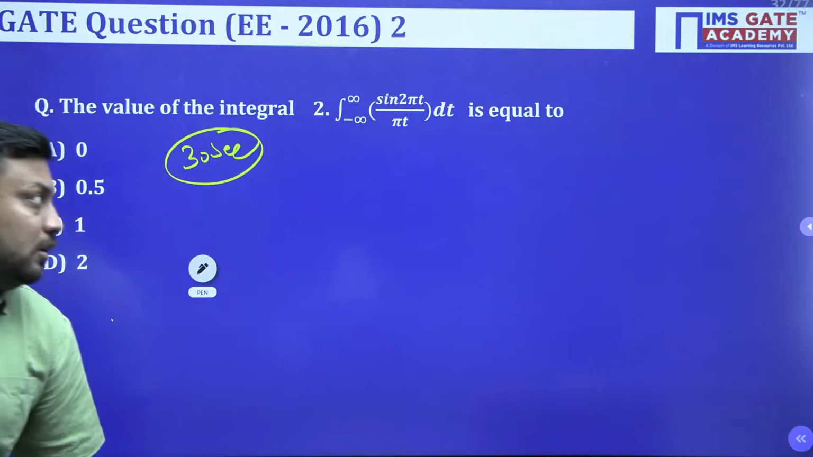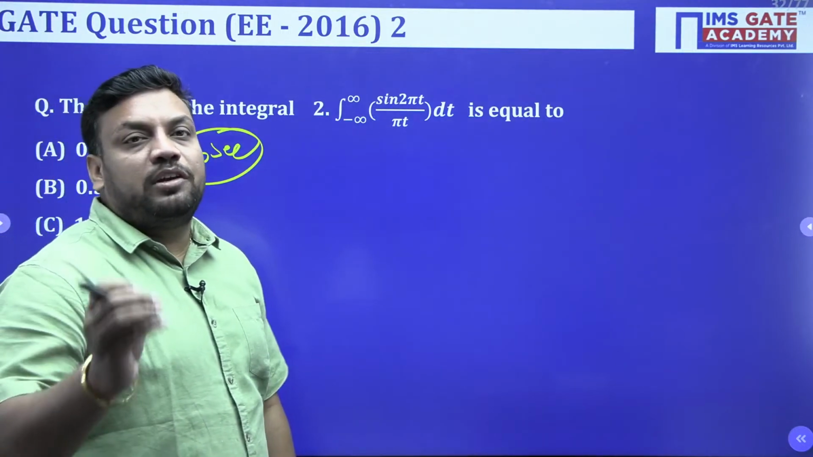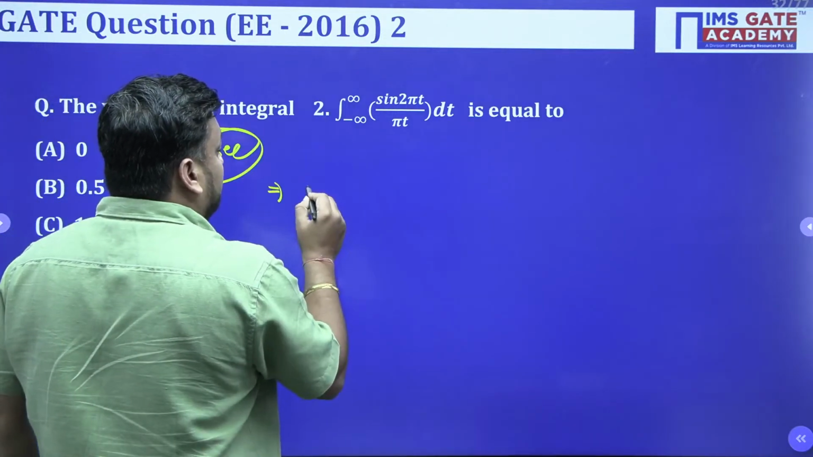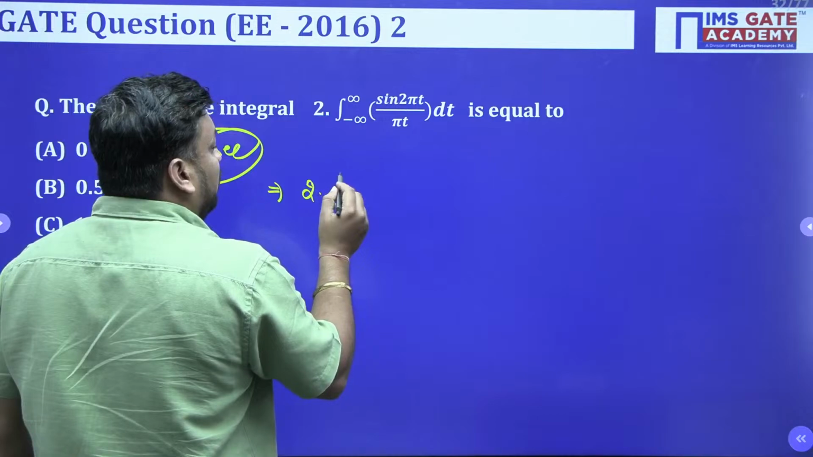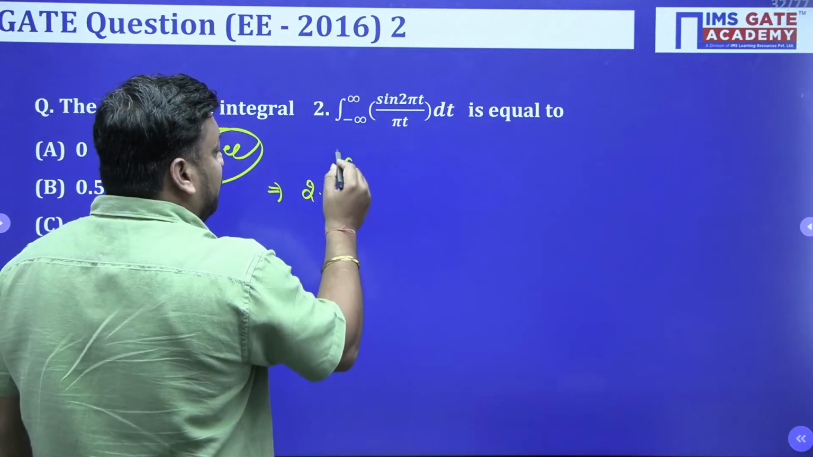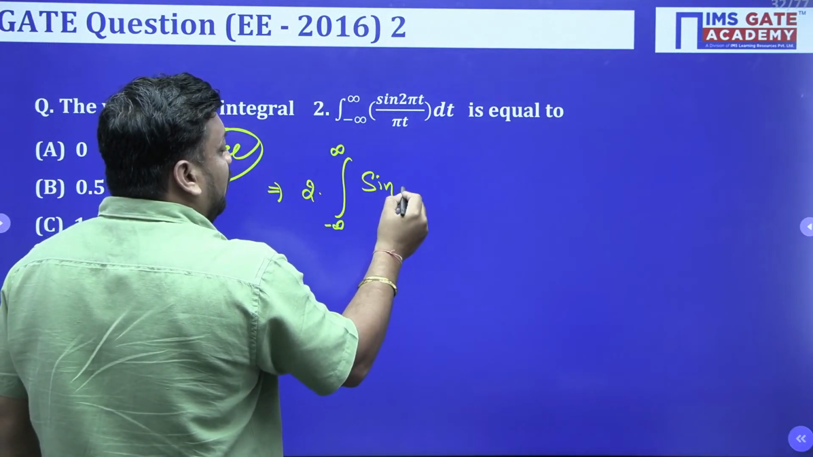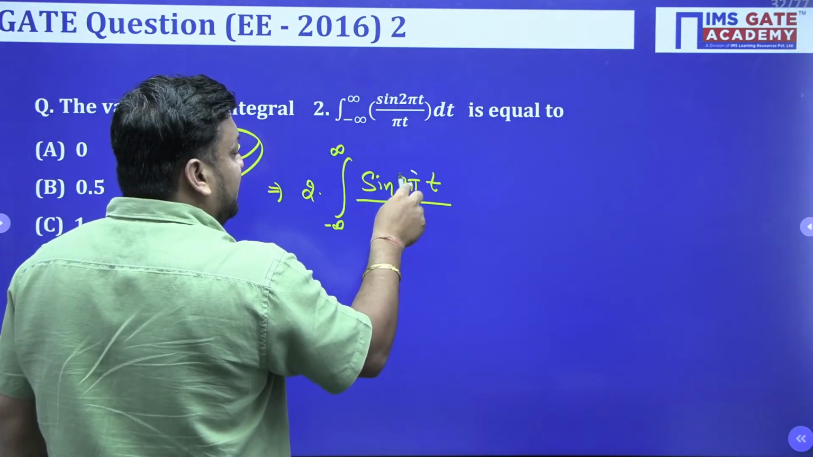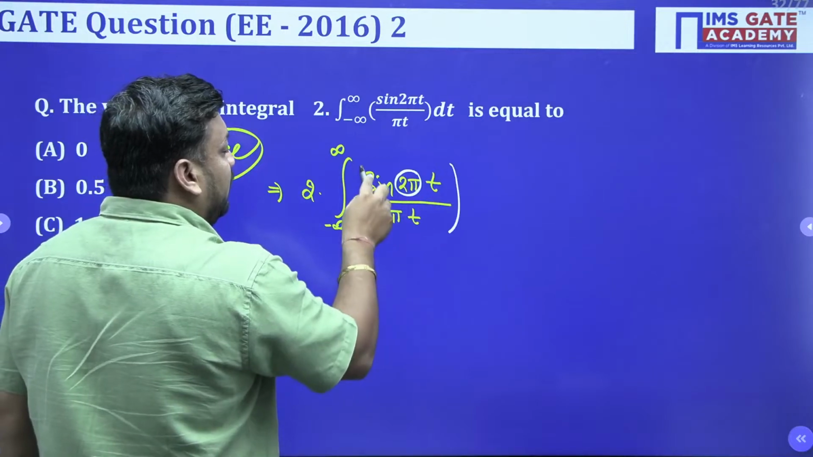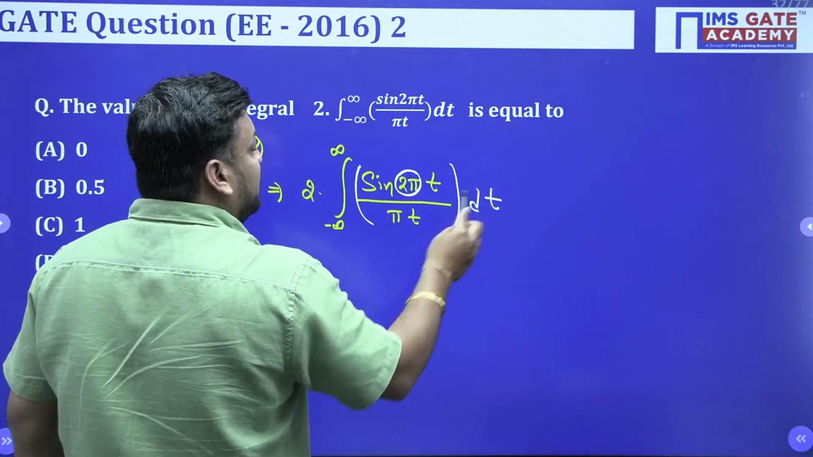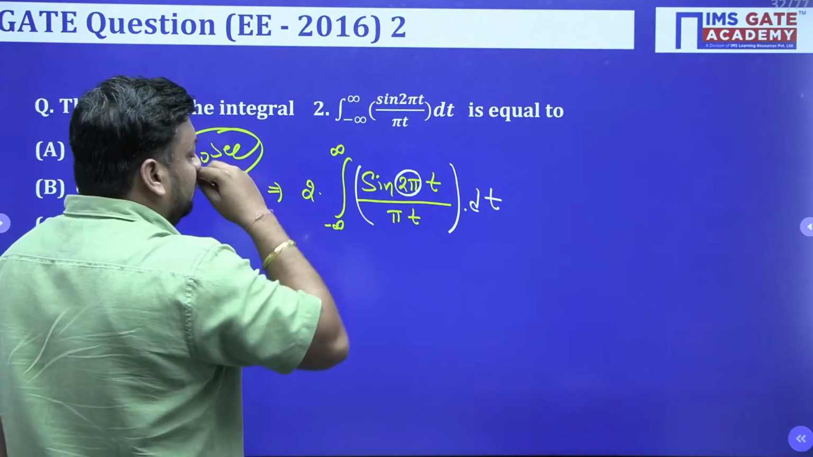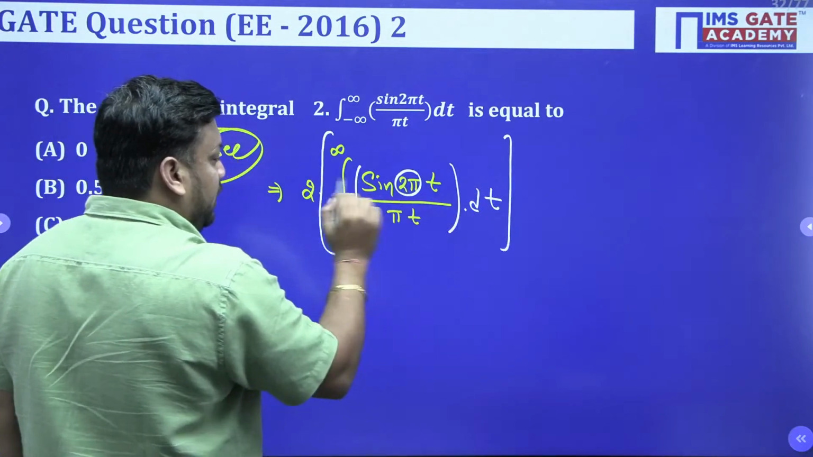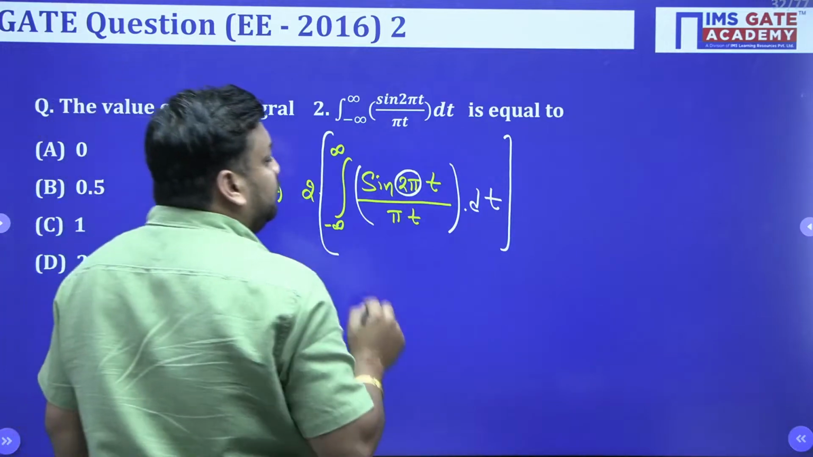So here what we need to do, guys, is use the area under time domain property. Whatever is multiplied is multiplied with 2, and the 2 stays outside. I am writing this: integral from minus infinity to infinity of sine of 2 pi t upon pi t. So it is nothing but sine of 2t upon pi t. Asking for this means asking for the area of this. Right now I am only focusing on this part, and the 2 is just multiplied.